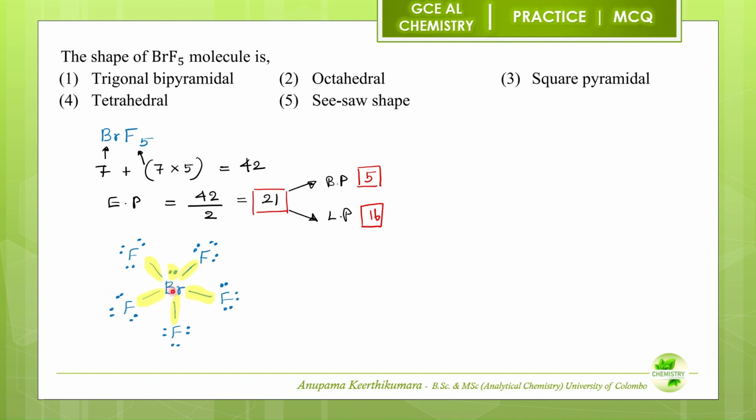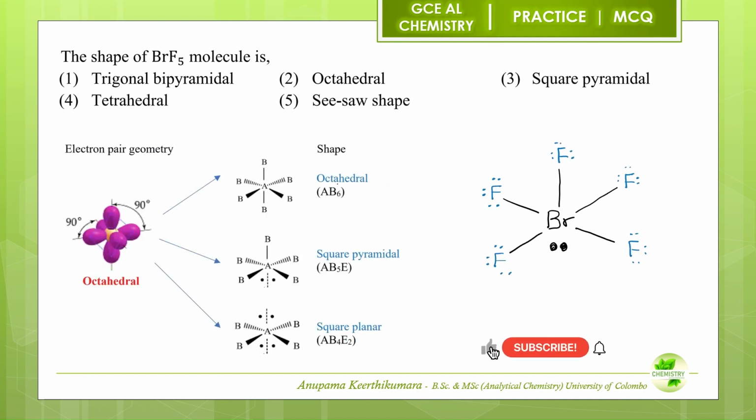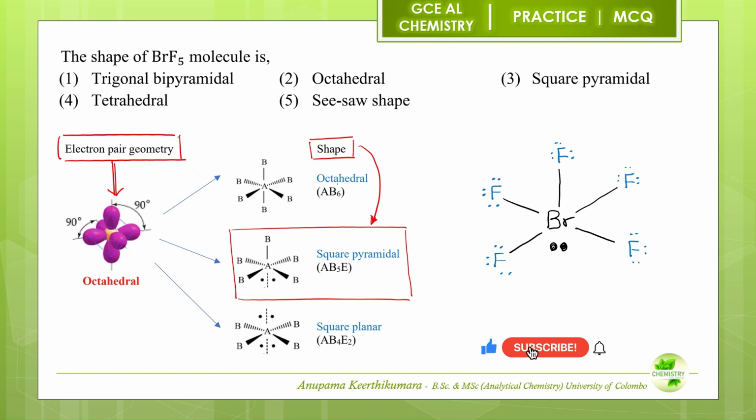According to the Lewis structure, there are 6 repulsive units around bromine. Therefore, the electron pair geometry is octahedral. Now we will draw the geometry of this molecule. The electron pair geometry of this molecule is octahedral, and these are the possible shapes for the octahedral geometry. This bromine molecule contains 5 bond pairs and 1 lone pair, that is AB5E type. Therefore, the shape of this molecule is square pyramidal. Answer is number 3.